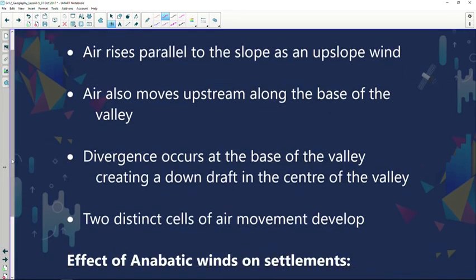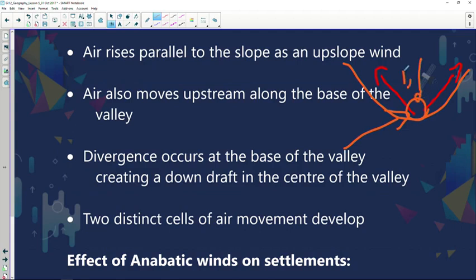Now, if we quickly look further at our characteristics of anabatic winds, the air rises parallel up the slope, like on the previous diagram. Let's quickly draw our slope in here. Let's say, for instance, this is our slope. Now, divergence takes place right over there. And obviously, a downdraft is being created in the middle because of the divergence. And there you can see two distinct cells have formed.